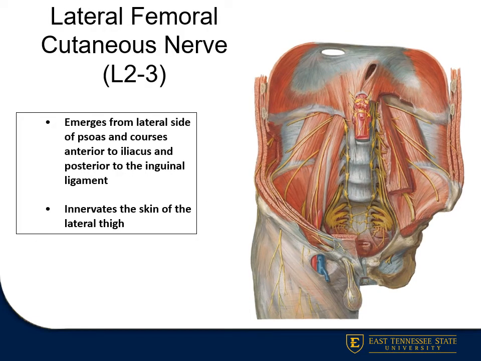The lateral femoral cutaneous nerve, which consists of spinal segments L2 and L3, is another one that emerges from the lateral border of the psoas muscle, and it is just inferior to the ilioinguinal nerve. It courses anterior to the iliacus muscle and also courses posterior to the inguinal ligament. This will innervate the skin of the lateral thigh.